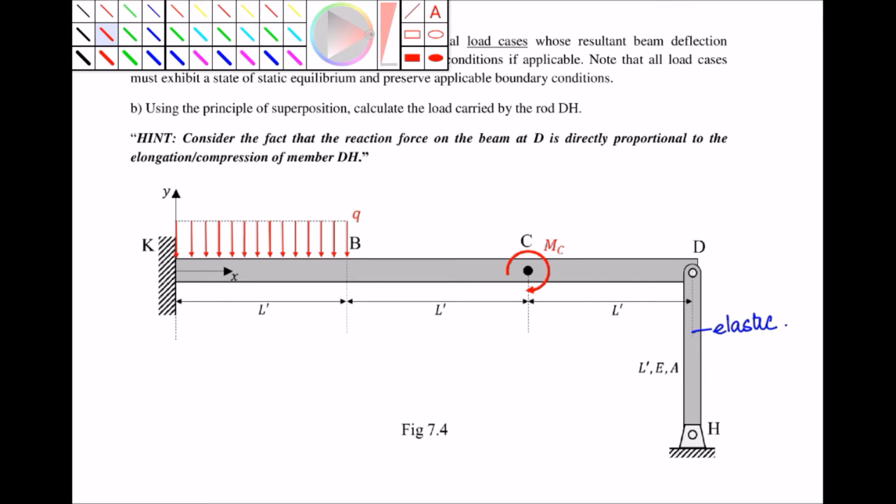By observation, we could say that this problem is indeterminate because static analysis would give us three unknowns: Mk, Ky, and Fth, but only two equations of equilibrium. We would therefore need additional compatibility conditions to solve for the unknowns.